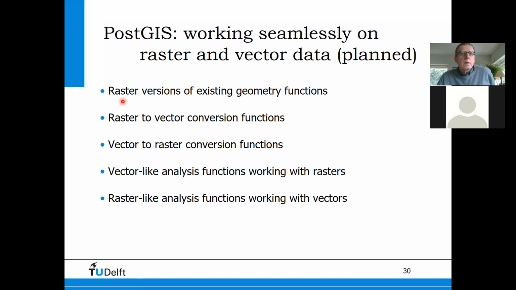So they developed a lot of functions, raster functions of the existing geometry functions that were available on the vector data, like compute area or intersect. They have conversion functions. The easy one is vector to raster. Per se not so easy, but it's rather easy. Raster to vector is more hard.